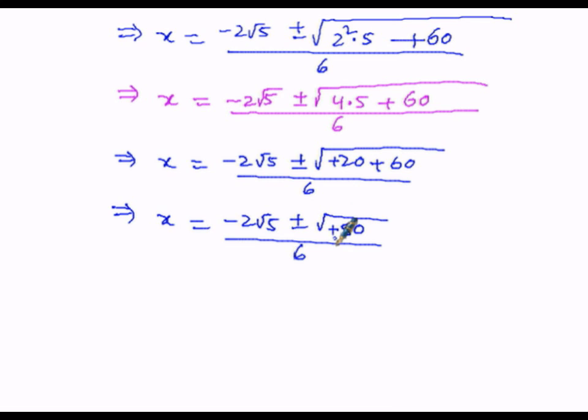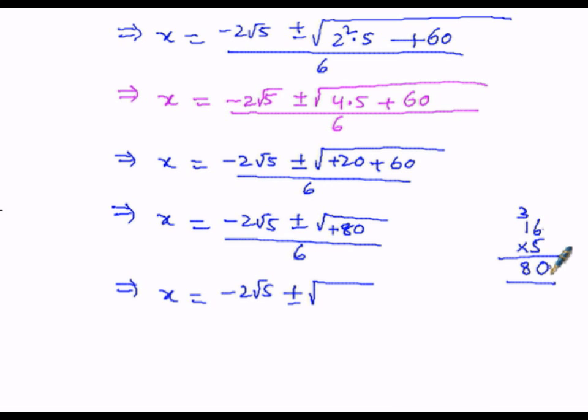Then x equals to minus 2 root 5 written as it is, plus or minus under root. So 80 can be written as, here 16 5s, 5 6s is 30, carry 3, 5 ones is 5 plus 3 is 8, so 80. So here instead of 80, the factors are 16 as well as 5. So we can write 80 as 16 into 5 overall divided by 6 again.